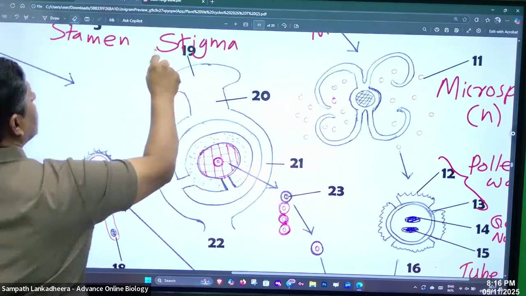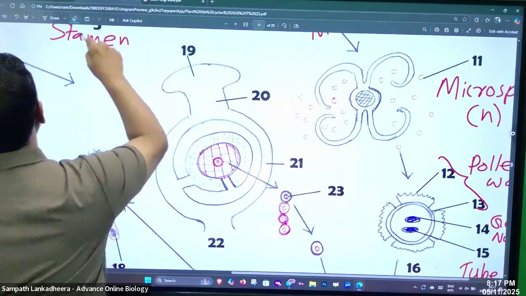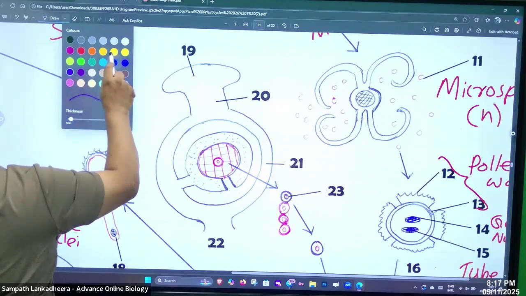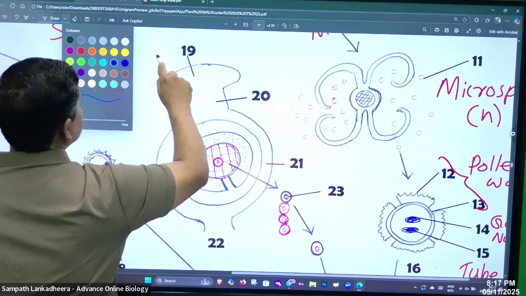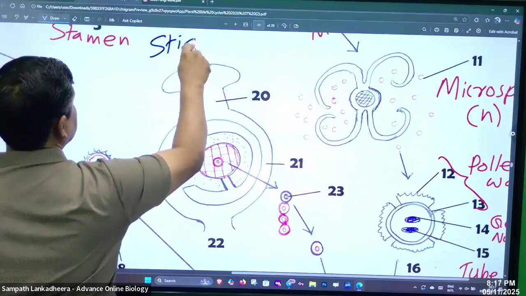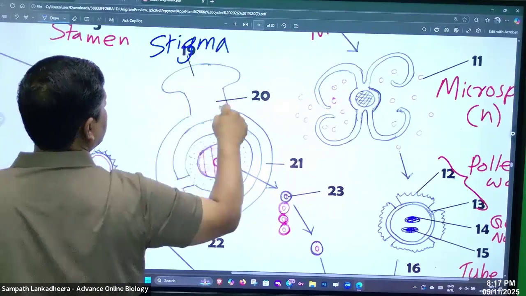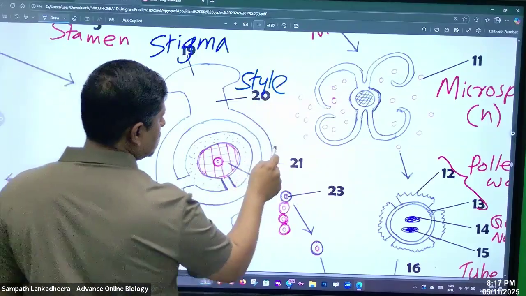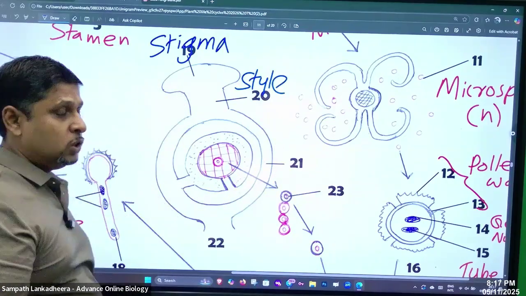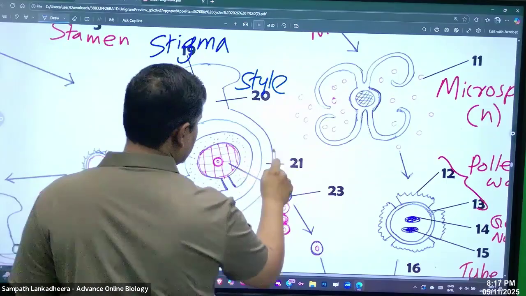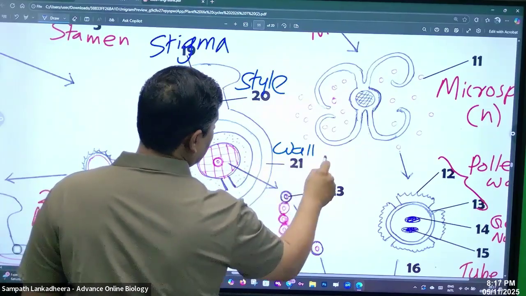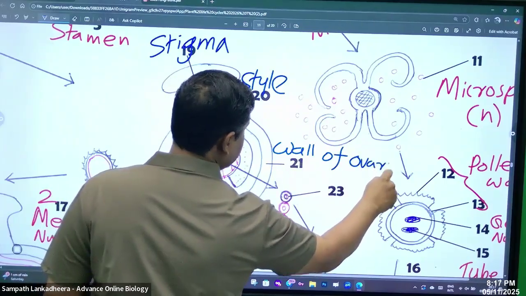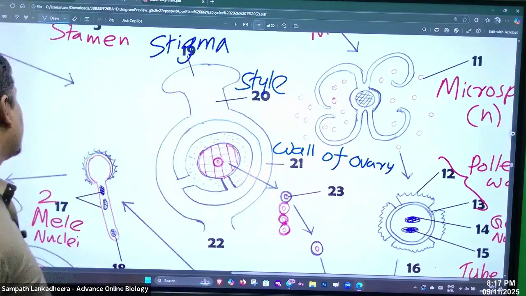Shall we take blue color for the female? Female is blue. So stigma. 20 is style. 21 is ovary, wall of ovary.